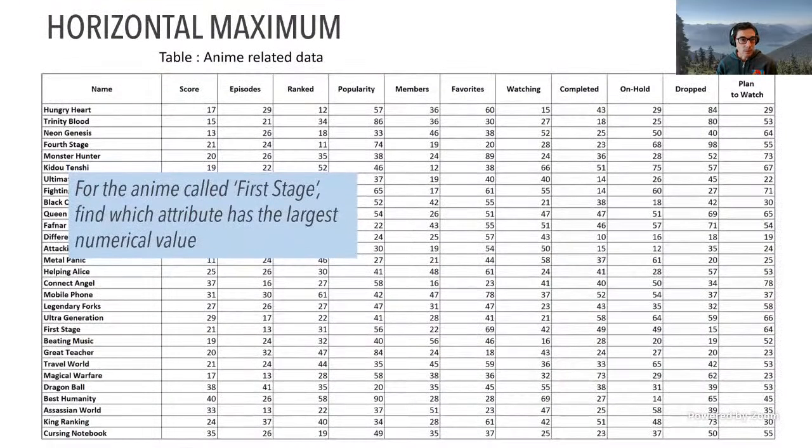The second task is called horizontal maximum. So it's the complement to the first one. It asks, in this example, to find the attribute with the largest value for the anime called first stage, which is in this row, and the largest value is 69 here, which corresponds to that column. And so the answer is the attribute called favorite.